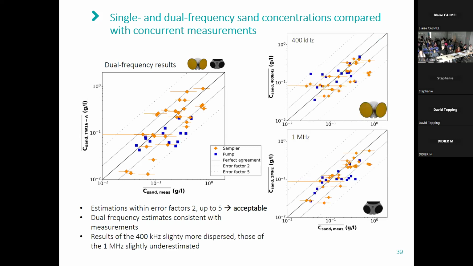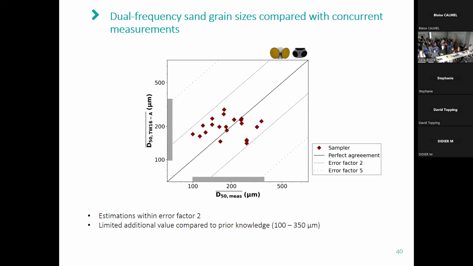We can obtain similar conclusions for the 2 single frequency estimates, so the 400 kilohertz and the 1 megahertz, compared to our measurements. Here we can see that the 400 kilohertz is slightly more dispersed, while the 1 megahertz tends to underestimate the concentration slightly more. To now talk about the grain size, here is again the dual frequency grain size estimates compared to the measurements, and we can also see that we can estimate it within a factor of 2.